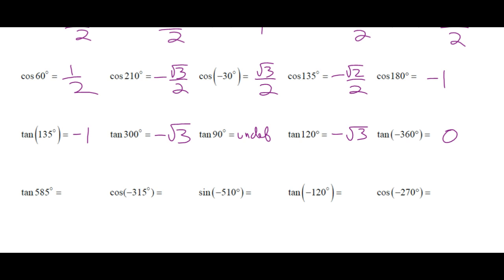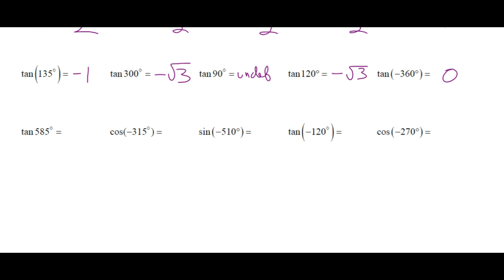585, right? This is really where you want to start using reference angles, right? Because 585, I don't know, but subtract 360 and what do I get? 225. Tan of 225 is +1. Okay, so fill in the rest of the line. Check my work, because I'm just doing this from the top of my head.